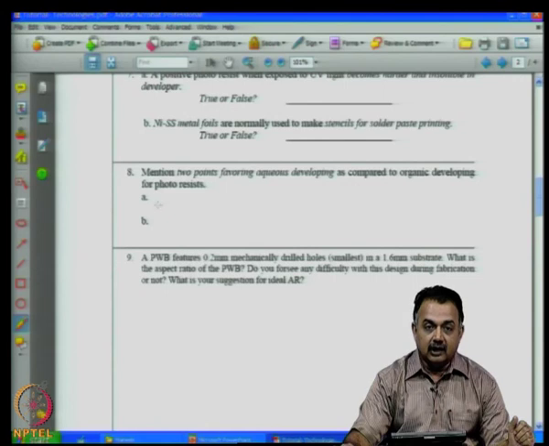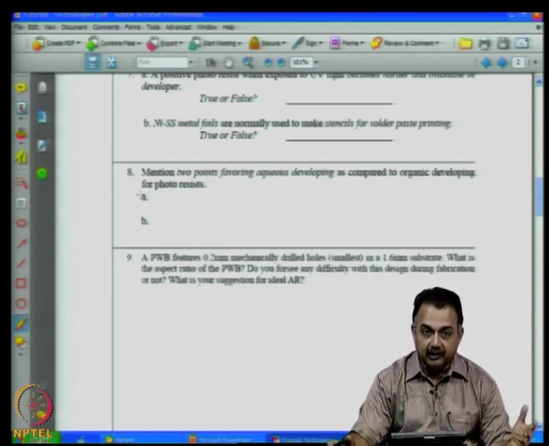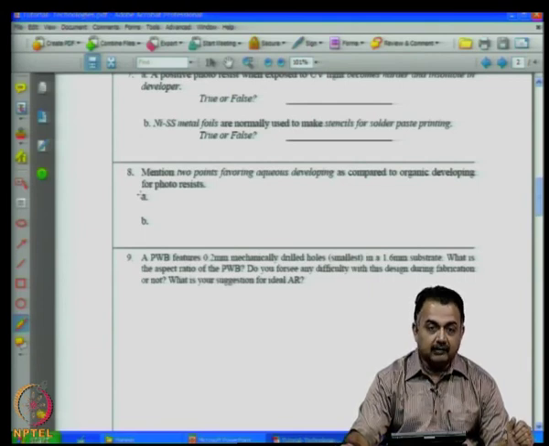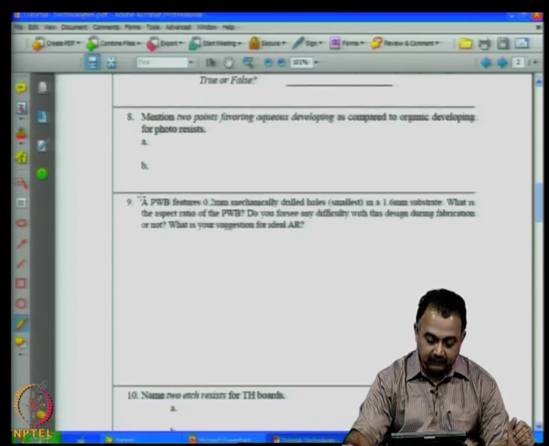Aqueous is environmentally friendly, more yield is possible with aqueous developing. It can be prepared in your own lab or site, and for organic developing, most of the organic solvents are banned today because of the hazardous nature posed by the organic solvents.